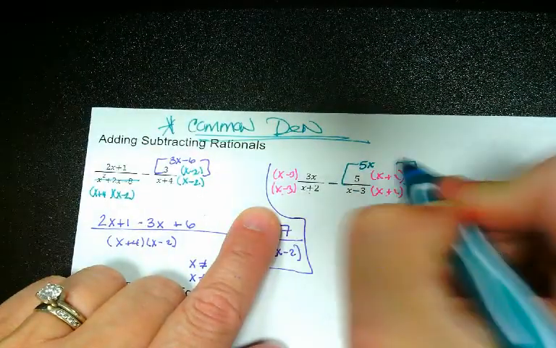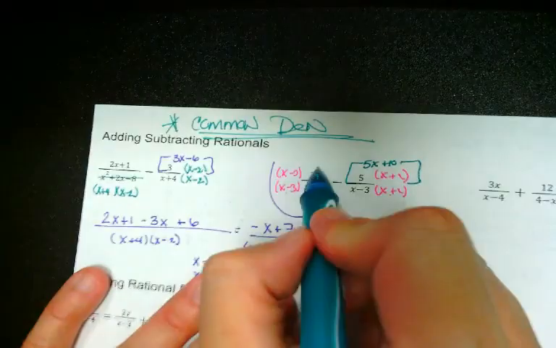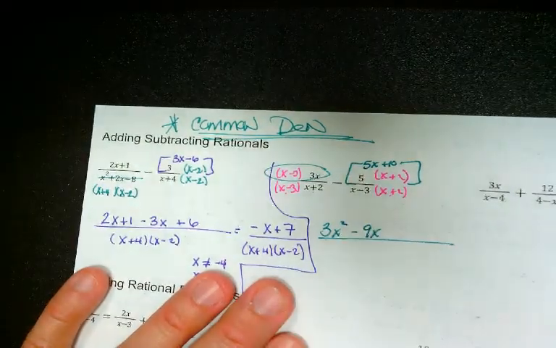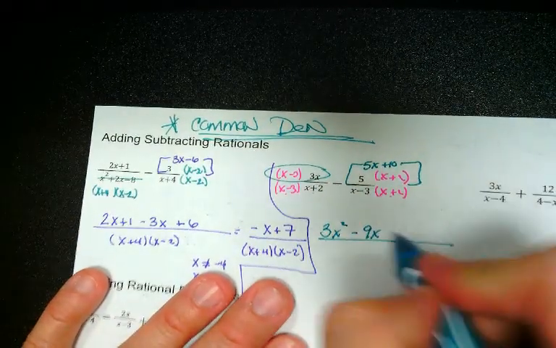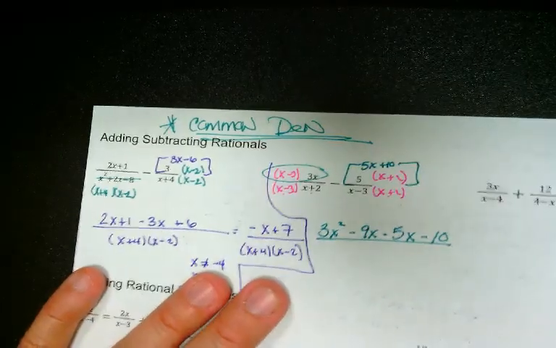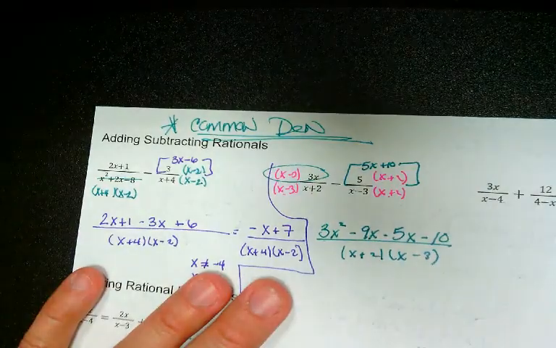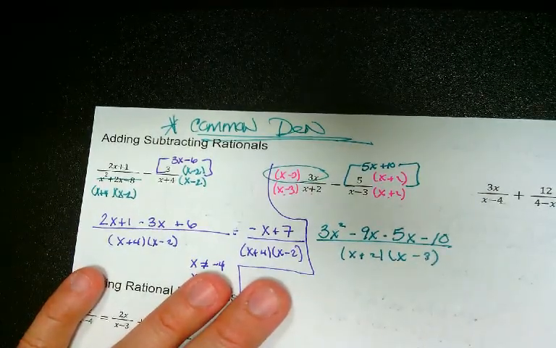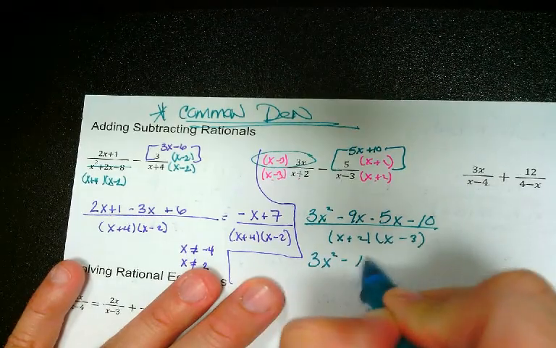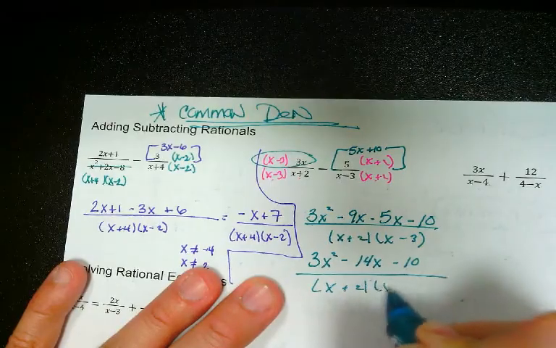So I get a 5x plus 10. Okay, so I'm going to multiply these. So I'm going to get 3x squared minus 9x. And then I've got to distribute my negative. So I'm getting minus 5x minus 10, all over my x plus 2 and my x minus 3. Okay, and then step 3 is just to add. So I have 3x squared minus 14x minus 10 all over my x plus 2, x minus 3.